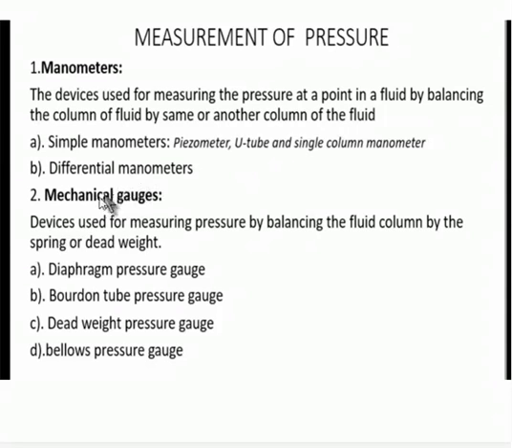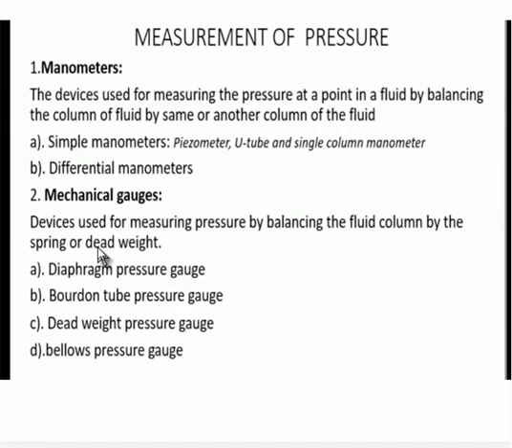Okay, next one is mechanical gauges. So in the measurement of pressure, one device is manometer and next one is mechanical gauges. These are the devices used for measuring the pressure by balancing the fluid column by the spring or dead weight. So here, in the manometer, we can balance the fluid column by the same or another column of the fluid only. But here we can balance the fluid column by the spring or dead weight. Okay.